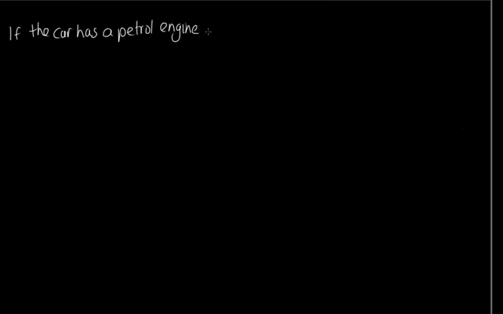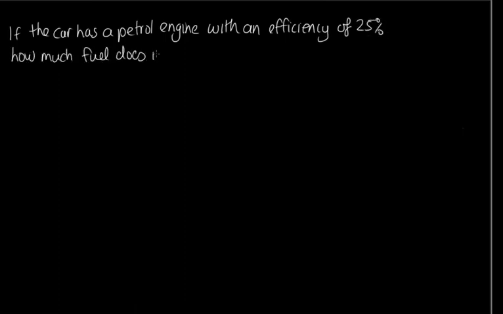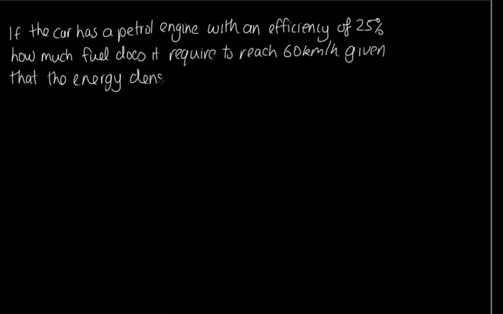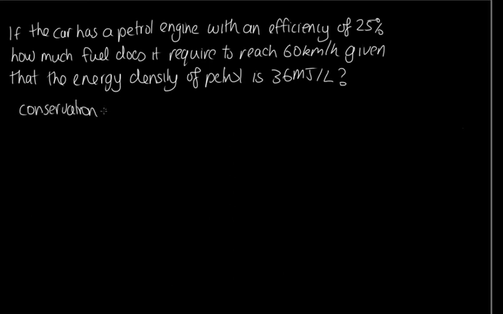If the car has a petrol engine with an efficiency of 25%, how much fuel does it require to reach 60 kilometers per hour, given that the energy density of petrol is 36 megajoules per litre? To answer this question, we're going to need to make use of conservation of energy. So conservation of energy tells us that the initial energy is equal to the final energy.